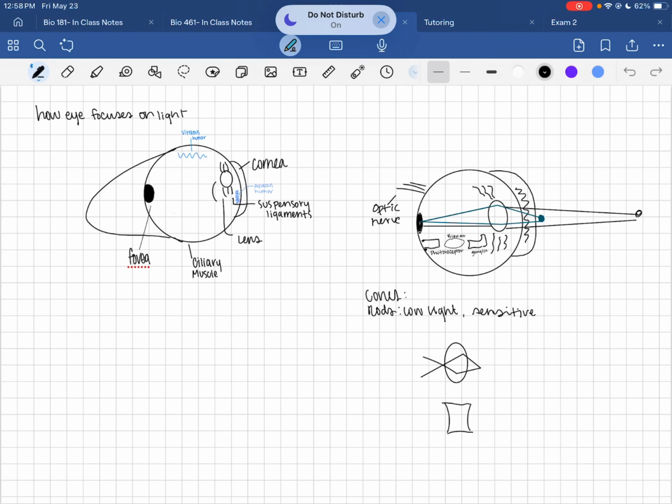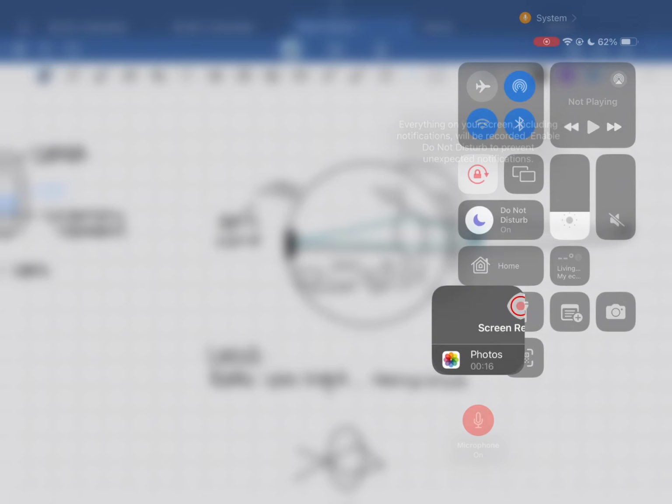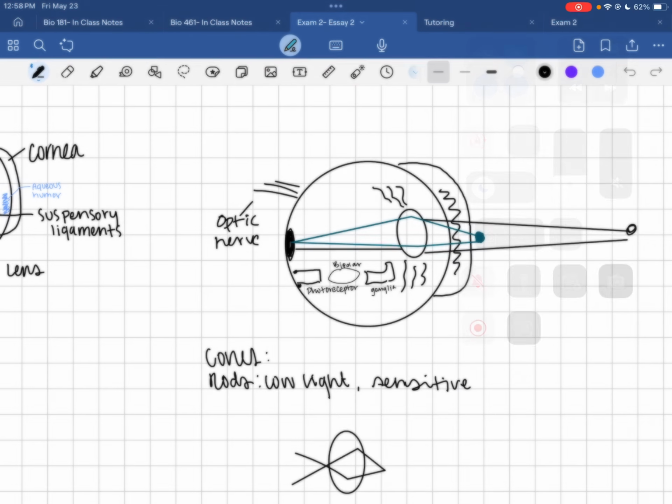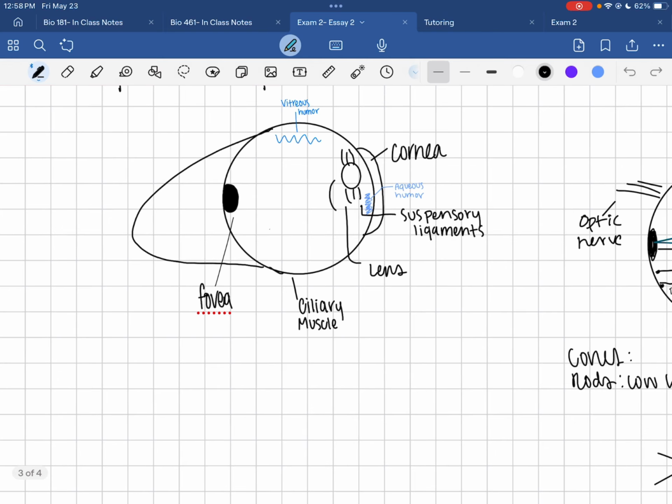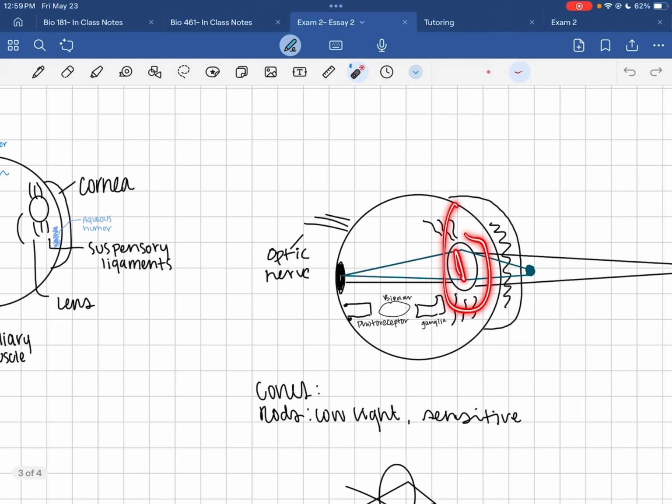Okay, so the way that we're able to focus on light is through mostly the lens. So, what we have here. Oh, wait, I want to make sure the audio's on. Okay, thank goodness. Okay, so right here we have our cornea, and then we're just going to say that this is our lens, but it's going to be shown a little bit different right here. So this is our lens right here.